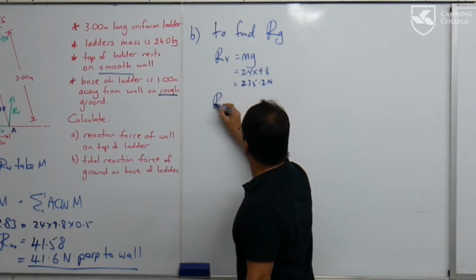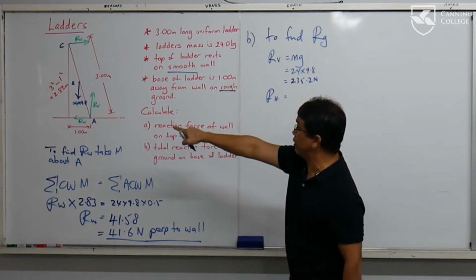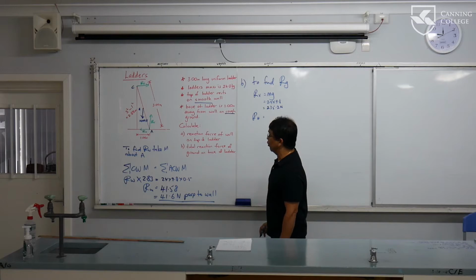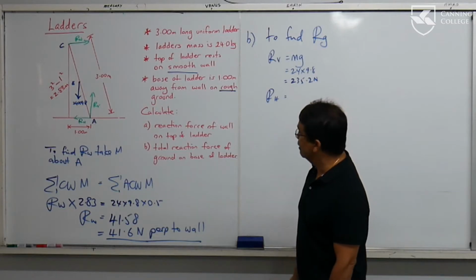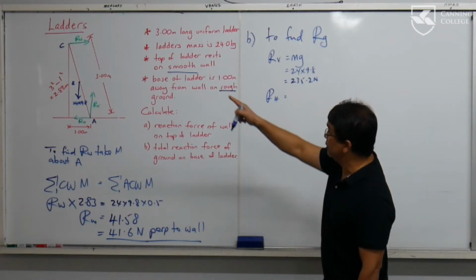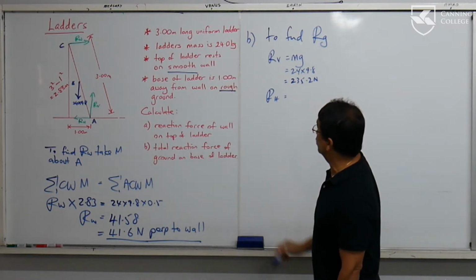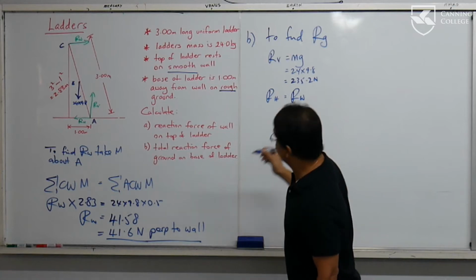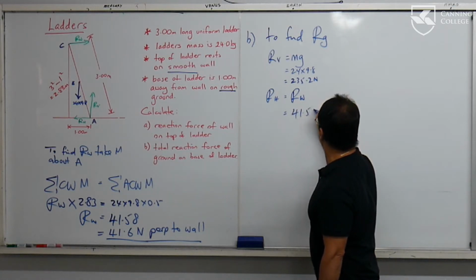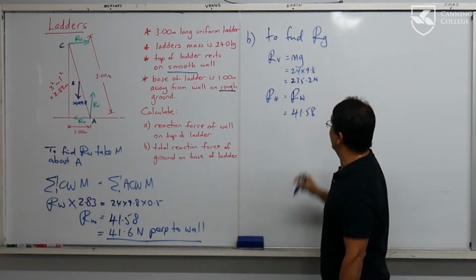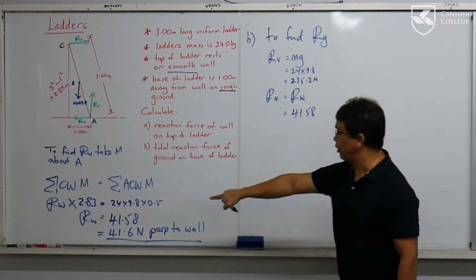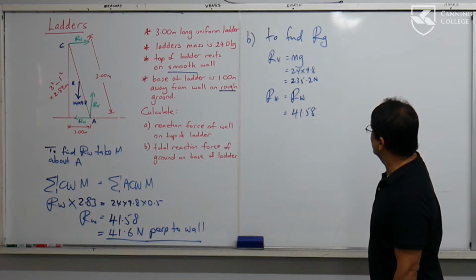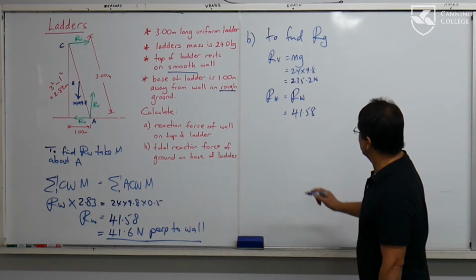Now what's RH? RH is the horizontal component of the total reaction force of the ground on the base of the ladder. Wow, I speak fast. That's going to be equal to RW, one force to the left equals one force to the right, which is going to be equal to 41.58. Notice I didn't round off, I'm keeping this nice and accurate for the moment. Didn't round off to 41.6, which was our final answer for part A. All good? Now what we have to do is work this through.